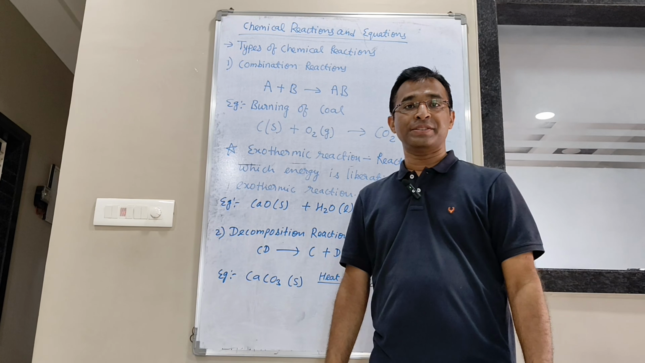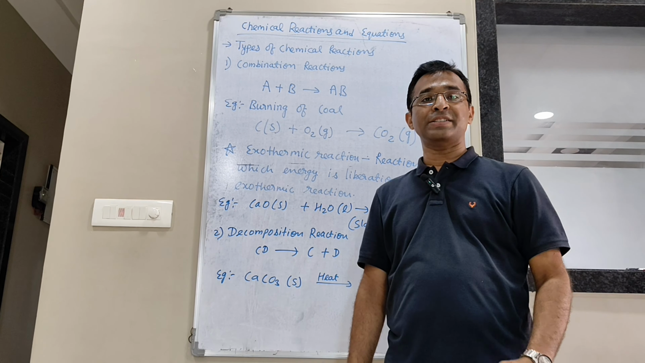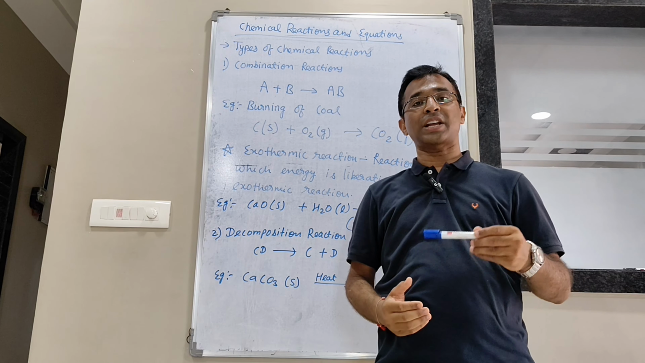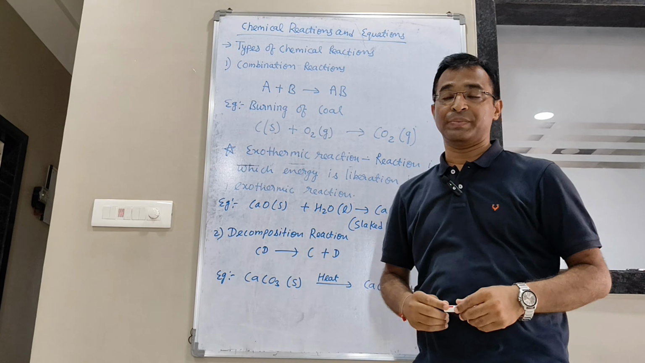Welcome students. Today we are continuing yesterday's remaining part of the chapter of science, chemical reactions and equations. Today we will study the various types of chemical reactions which are happening in chemistry. So the first one is the combination reaction.